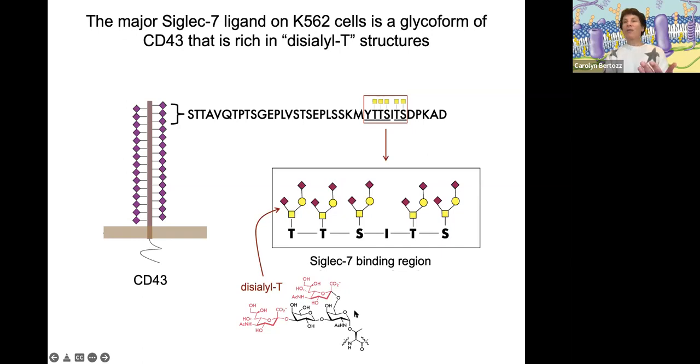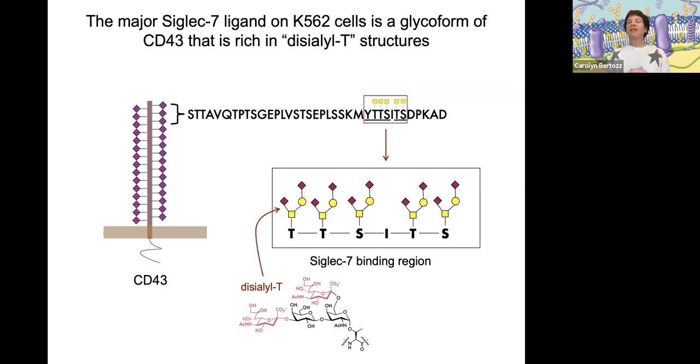And when CD43 is glycosylated with this structure in this cluster, this is the part that binds with high affinity to Siglec-7. It's very interesting. And no other glycosylation on this protein seems to matter. And no other sialoglycan on the surface of this K562 cell seems to matter either. So all of the binding between Siglec-7 and the K562 cell is mediated by this one glycoprotein through this one little motif.